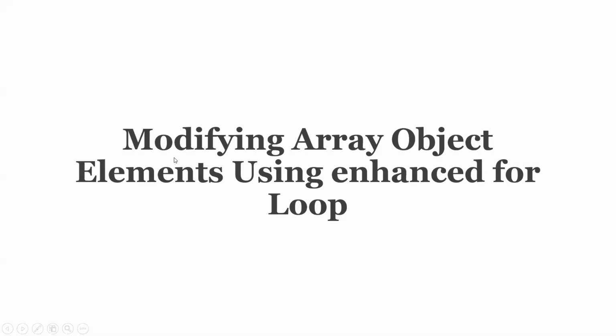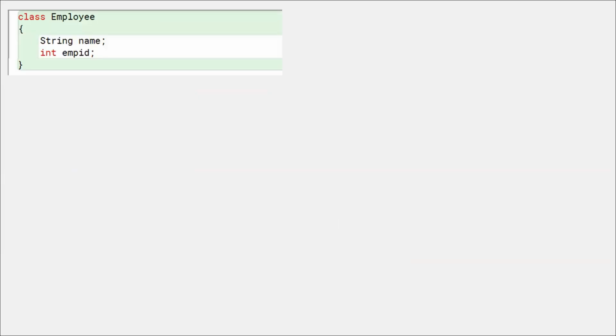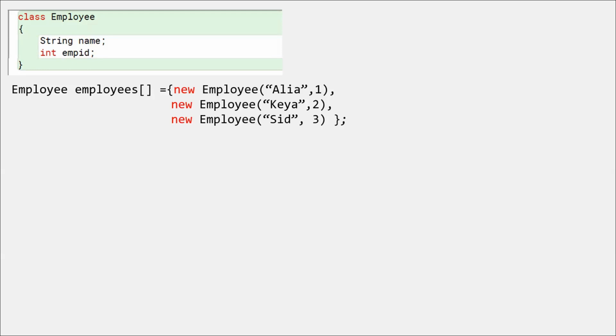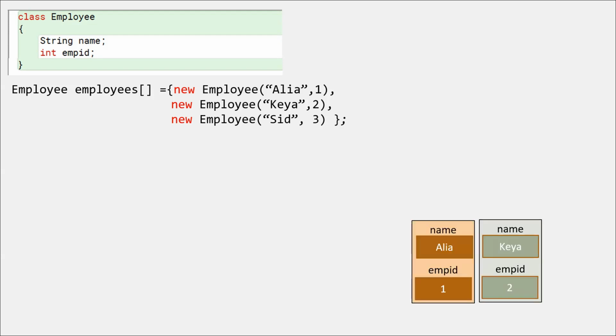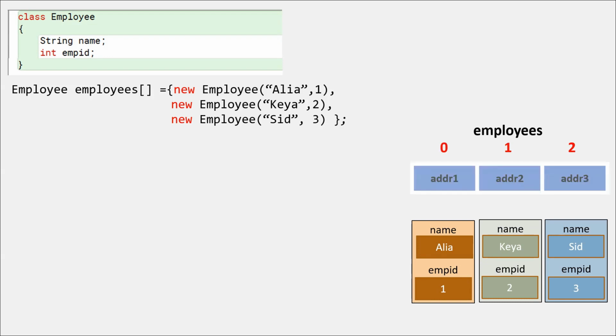Okay. Moving on, we will now try and see whether we can modify array object elements using the enhanced for loop. Okay, we saw that we cannot modify primitive array elements using the enhanced for loop. Let us see what is the case with object elements. So we have the same class employee with 2 instance variables, and we are initializing an array called employees, which has 3 objects of the type employee. These are our 3 objects. The array employees has 3 slots now, index 0, 1, and 2, and each one of them will respectively hold the address of the first object, second object, and the third object in memory.